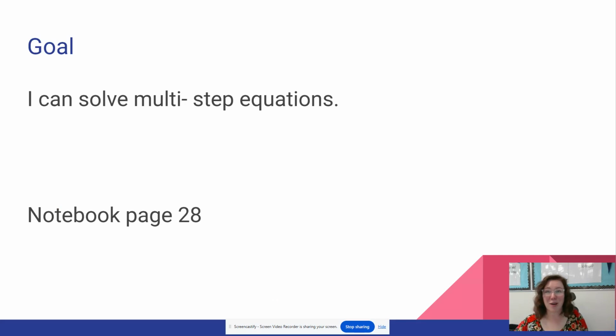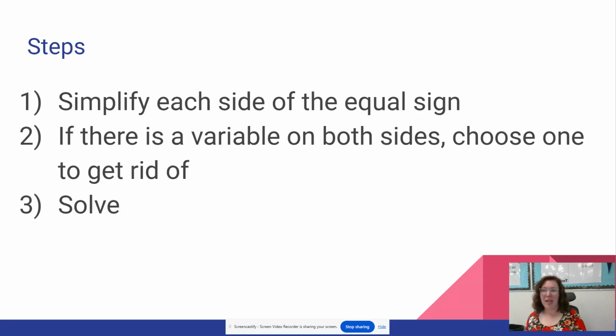Okay, finally, after all that whiteboard stuff, we get to our notebook. Page 28, you write down the goal. I can solve multi-step equations. And what we've just done is practiced multi-step equations, where you had to do some distributing, some combining like terms, and then eventually it became a two-step equation. So you'll write down the steps here.